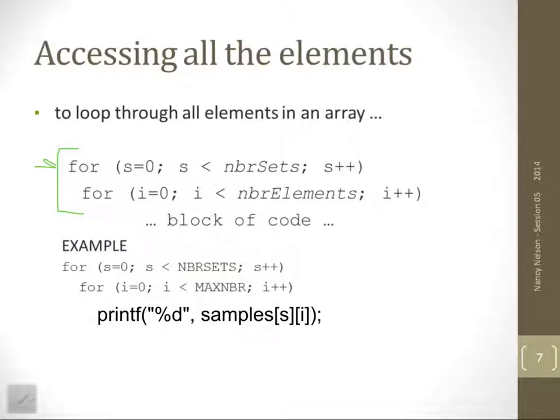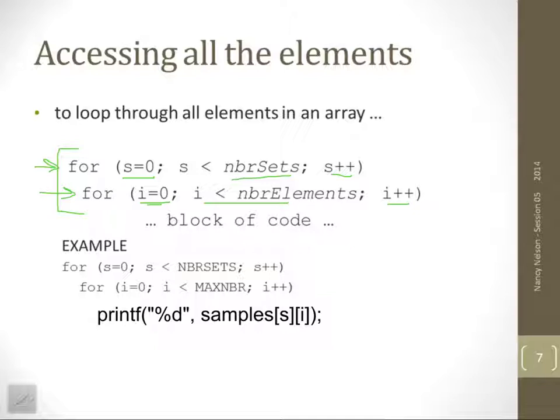So our outside loop is always going to control our sets, and our inside loop is going to control our elements. So in this case, we're looping from s equals 0 right through the total number of sets, incrementing our set each time. So we're going to go through set 0 first, and then inside set 0 we're going to start with element 0 right up to the maximum number of elements, increasing by 1 each time. And so that means we're going to go through every element in set 0, then we're going to go through every element in set 1, and so on.